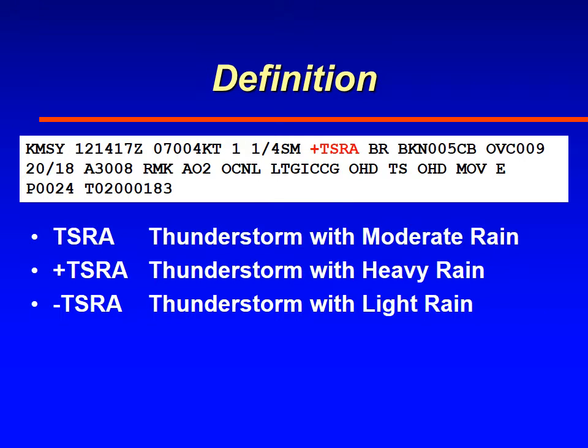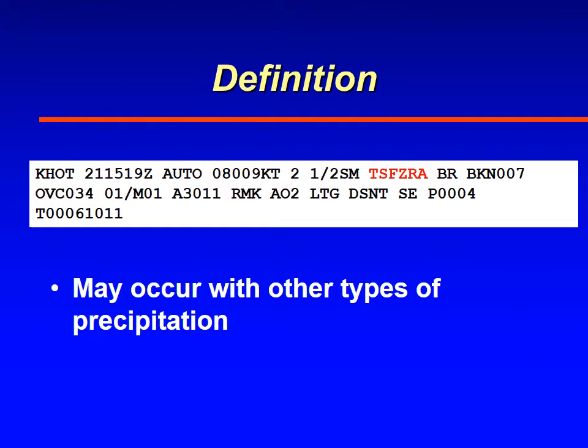If there is precipitation occurring with a thunderstorm, then that will be reported. And typically during the summertime, you see a thunderstorm with rain. Here you see plus TSRA. The plus qualifier is for the rain. So in this case, it's saying that there's a thunderstorm with heavy rain. If there was a minus sign in front, it would be a thunderstorm with light rain, and nothing indicates a thunderstorm with moderate rain. You can have thunderstorms with other types of precipitation.